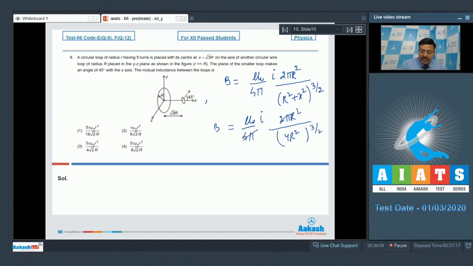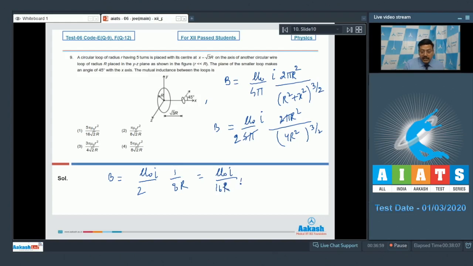Now let's do some simplifications. The 2 pi gets cancelled in the numerator and denominator. The value of the magnetic field then is mu naught I, and we have of course 2 here. Now if we simplify this, r square raised to the power 3 by 2 will give us r cube, and 4 to the power 3 by 2 will give us 8. So this is 1 by 8 r. So this is the magnetic field due to the loop of radius capital R, and let's simplify this. Mu naught I by 16r is the magnetic field due to the loop of radius capital R.